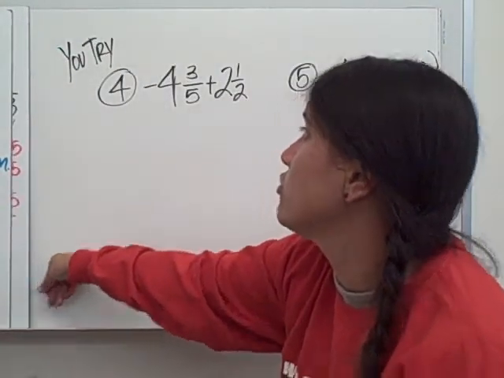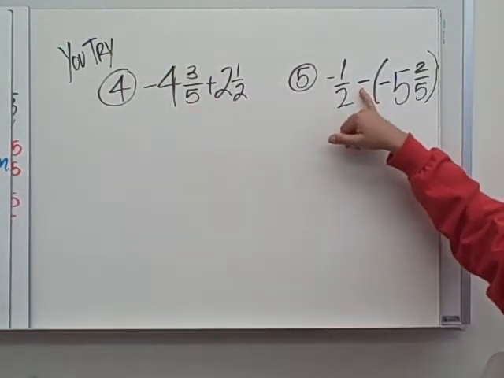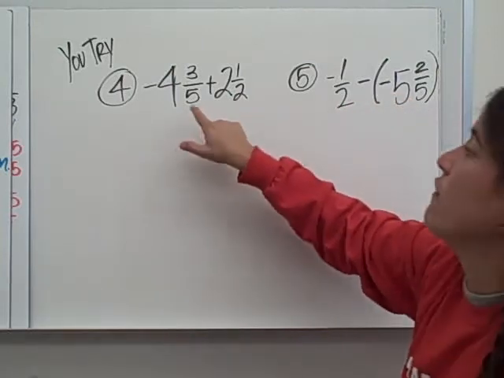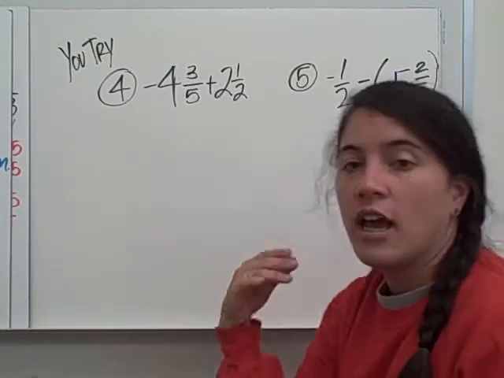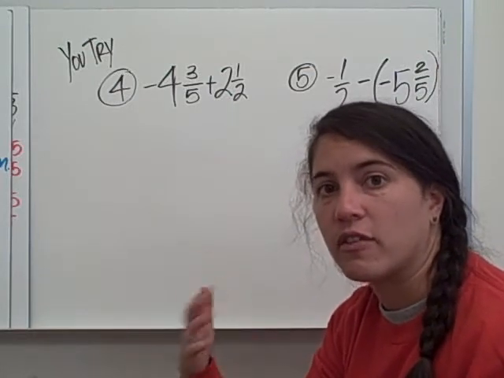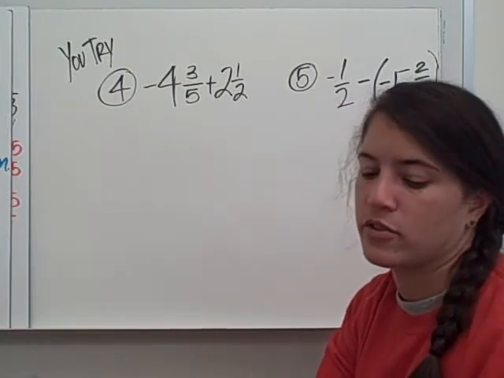So here are you-try examples. Number 4, number 5. An addition problem, a subtraction problem. So remember, you're going to have to touch that twice. Convert your mixed numbers to improper, and then use your integer rules. I want you to pause the video. You work them out yourself, and then restart the video when you're ready to see my explanation and see the answer.